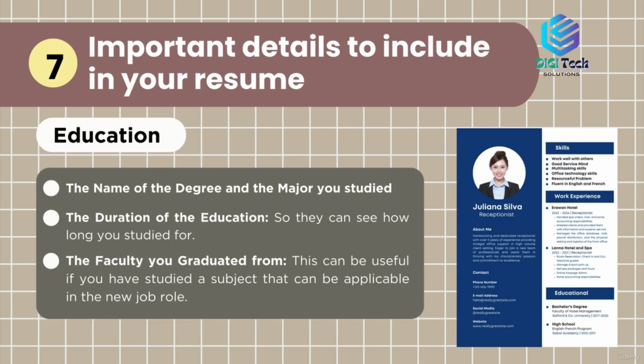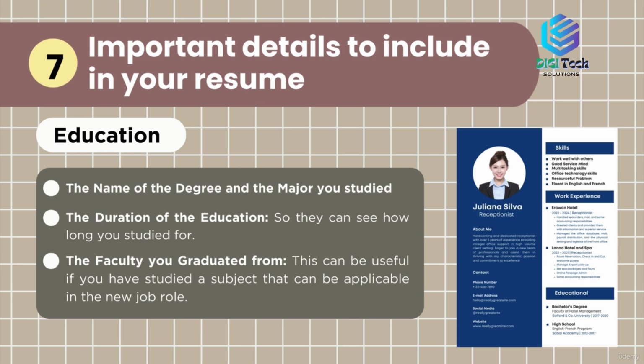Then it's time to put any education experience. I recommend putting the most advanced education you have first, or the one most suitable for the job. For example, any degrees or qualifications related to the job you're applying for. If you went to university, you can put the name of the degree and the major you studied. Then I recommend putting the duration of the education so they can see how long you studied for. For example, in the UK, a full-time undergraduate degree is normally 3 years, and a full-time master's degree is normally 1 year for most subjects.